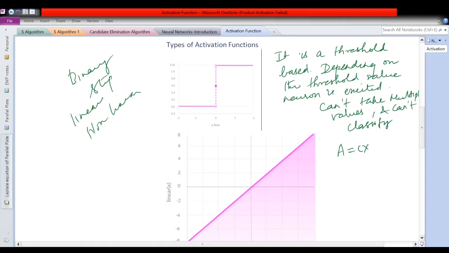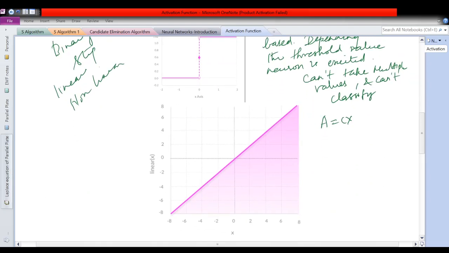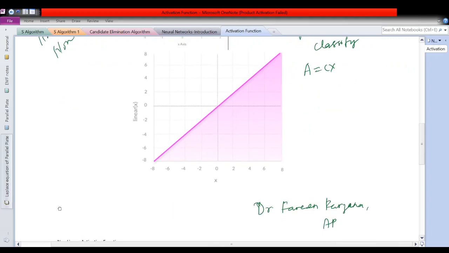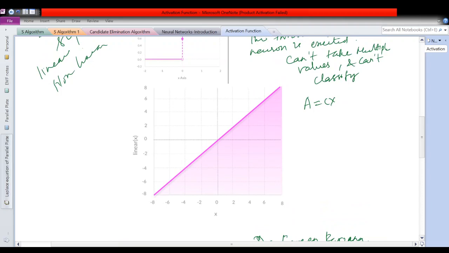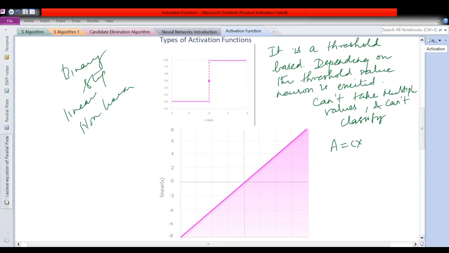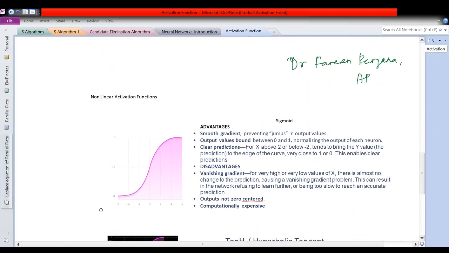When you go for the linear function, it will give you a linear output. However your input changes, your output also changes. The problem with this linear function is that it cannot take multiple values, and it cannot go for classification of multiple data. That's the problem with the linear activation function. So what we do is go for a non-linear activation function.